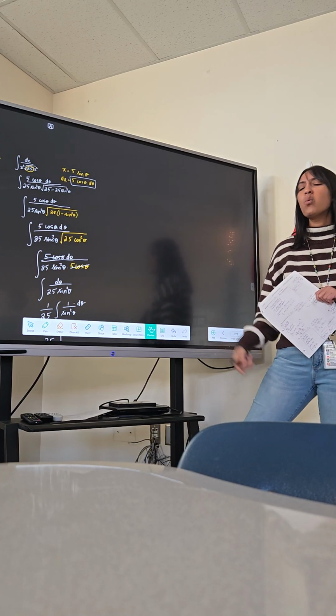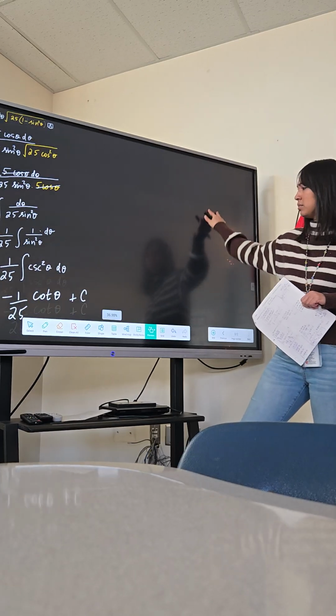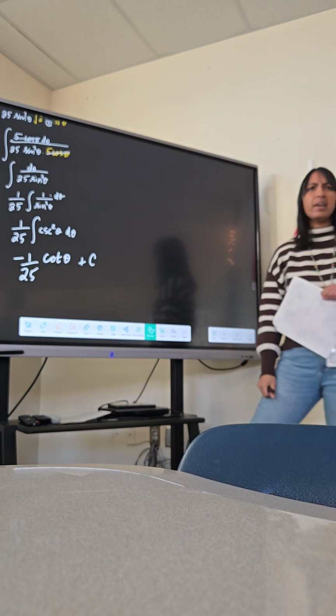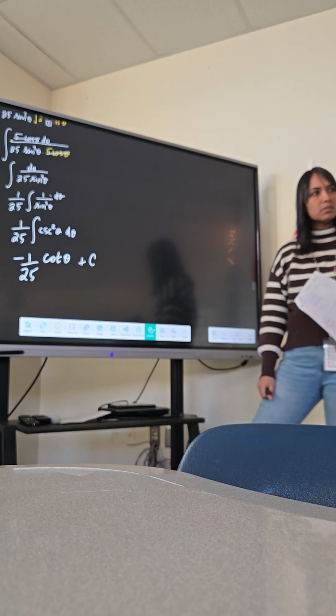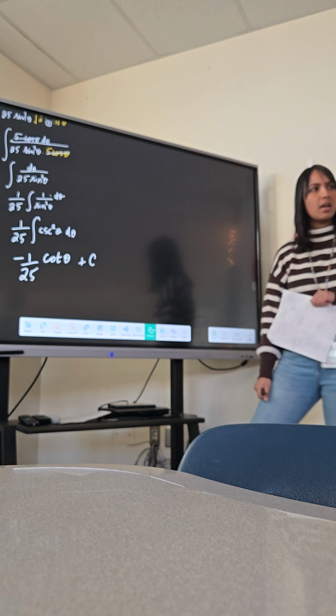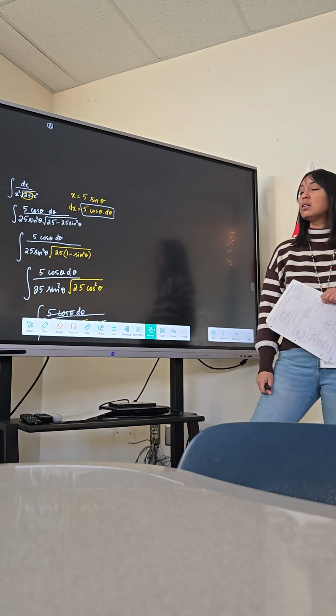X. Our original problem was in x. What is our answer in? Theta. We don't like that. Oh no, we can't do that. We have to change it back to x. How do we change this back to x? Let's just put the x back in.